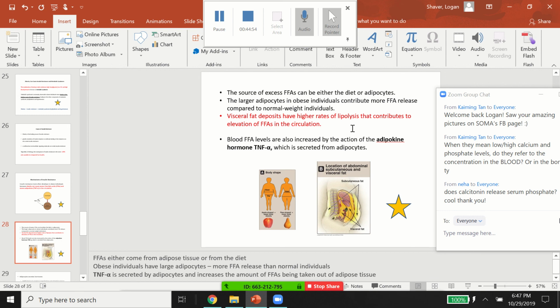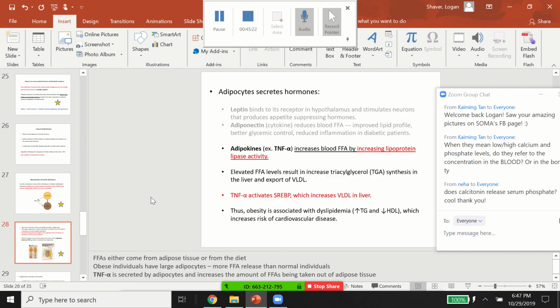So these free fatty acids are also increased by adipokines, specifically TNF alpha, which is secreted by adipocytes. In the case of this mechanism, TNF alpha is definitely not a good thing, because, like I said, it increases free fatty acid levels. With that increase in free fatty acid levels, it's going to lead to insulin resistance, right?